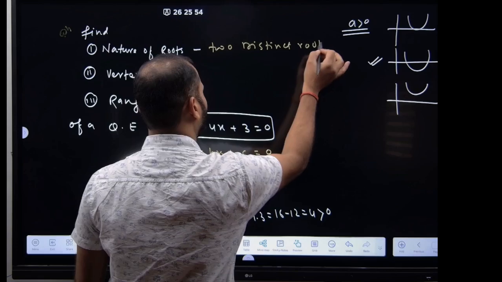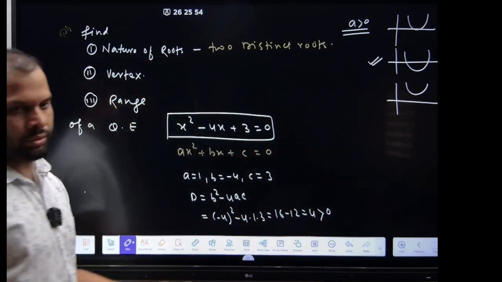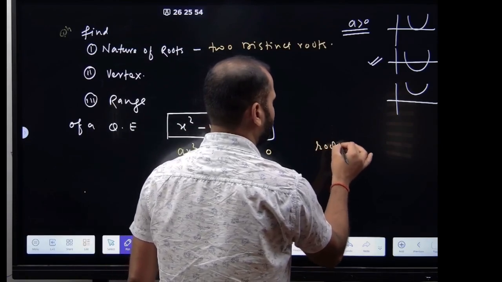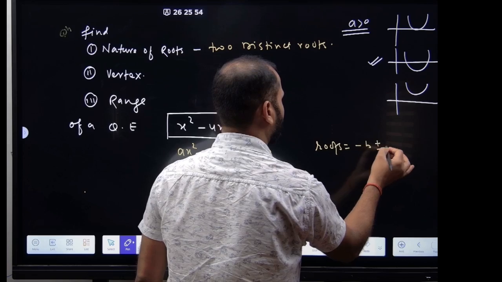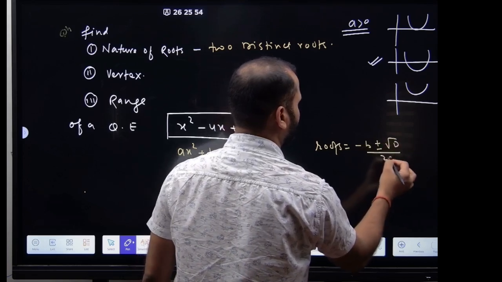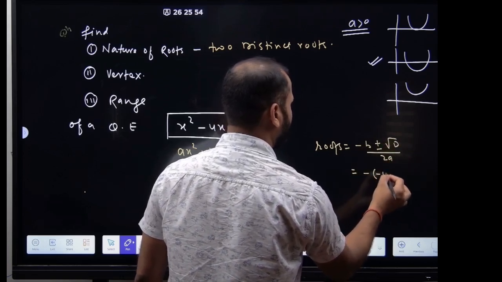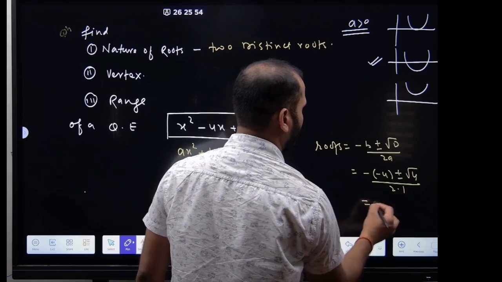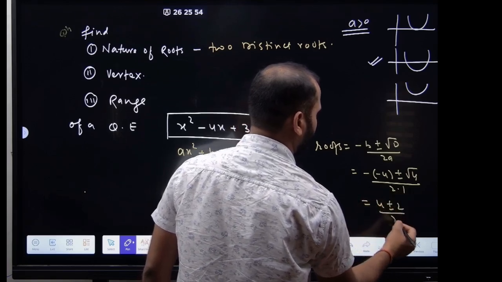Yes or no? Sometimes I will ask what are those roots? Roots, you tell me, how to calculate the roots? So, how to calculate roots of this? Minus b plus minus root d divided by 2a, correct? So, minus of minus 4 plus minus root 4 divided by 2 into 1. So, 4 plus minus 2 divided by 2.